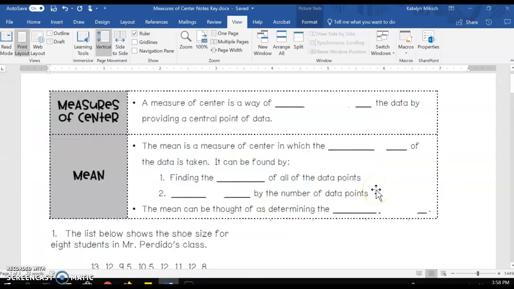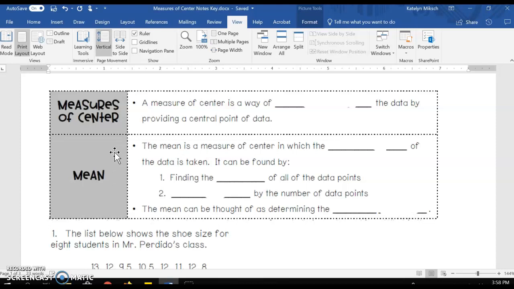Okay, your notes should look like this. And what we're looking at this week is specifically a type of graph called a dot plot, or it can be called a line plot. And then next week we're going to continue with more types of displays for data.